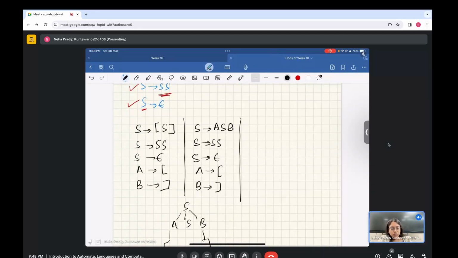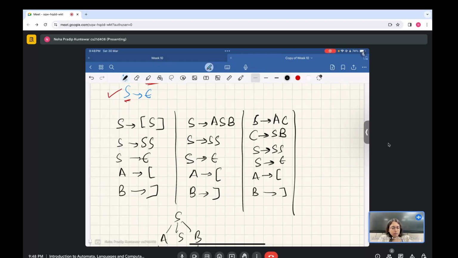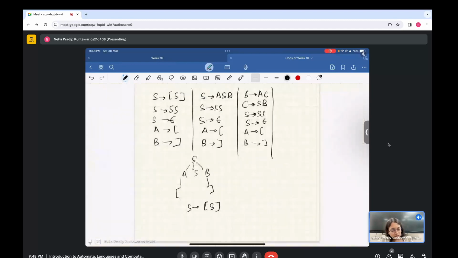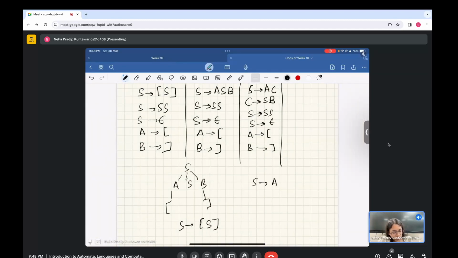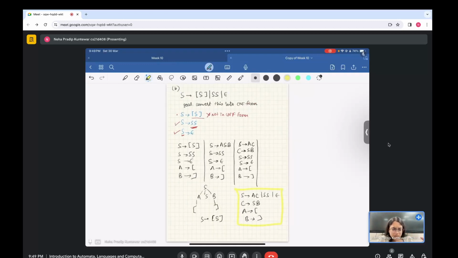Now you are in a similar situation as earlier. Instead of a product of two non-terminals, we have a product of three non-terminals. So we will break this further. You have S gives AC and C gives SB, and S gives SS, S gives epsilon, A gives opening bracket and B gives closing bracket. It's the same idea that we saw earlier, so I'm not explaining this in detail. Finally, if we write this whole thing together, S gives AC or SS or epsilon, C gives SB, and A gives opening bracket and B gives closing bracket. So this is the final grammar. This is in the CNF form and it is equivalent to the grammar that we were given initially. So basically that is the whole idea.